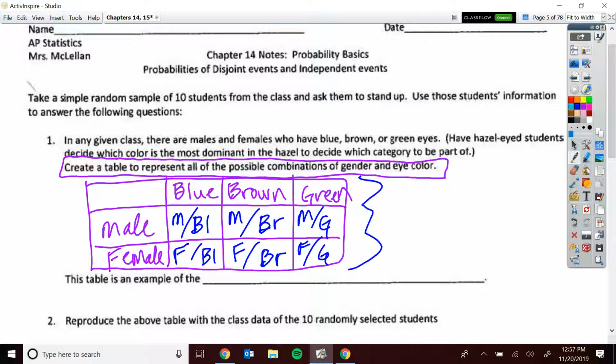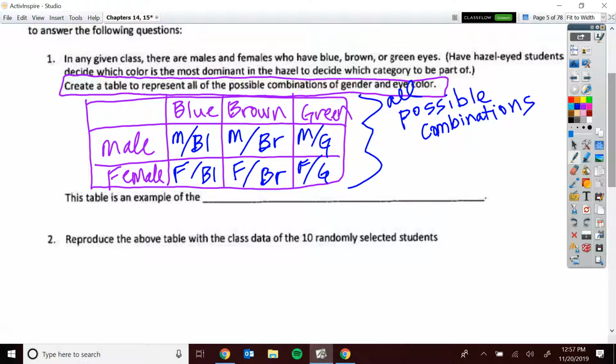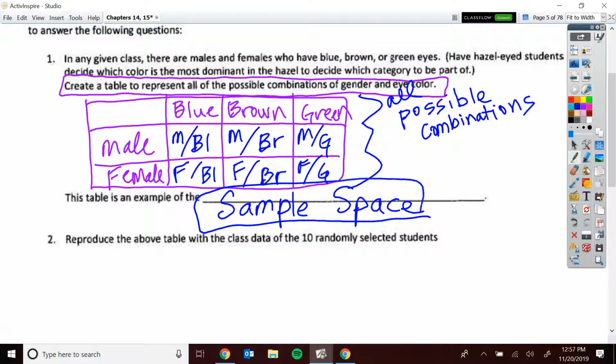So this is a way to represent and organize and to think about how to get the set of all possible outcomes or combinations. And this is a vocabulary term. This table with all the possible combinations or all the possible outcomes is called a sample space. That's a vocabulary term for all those possible combinations and outcomes, just what all could happen.